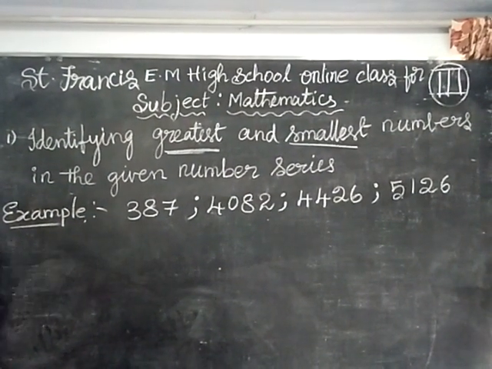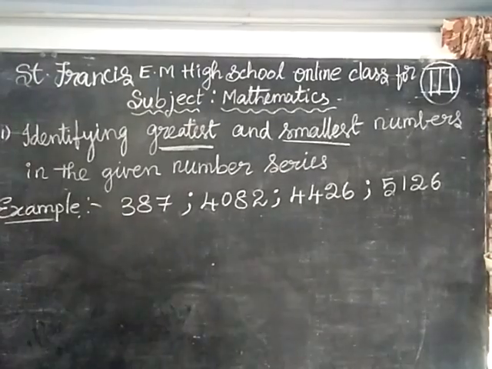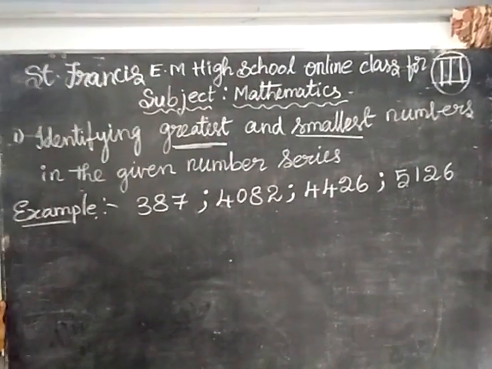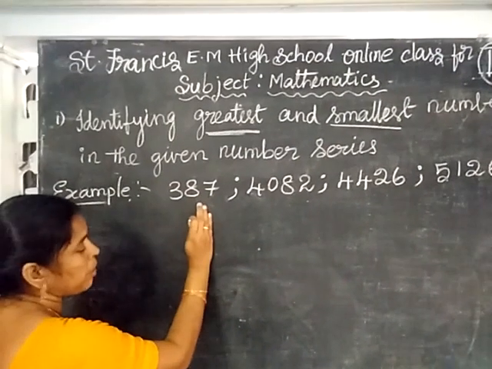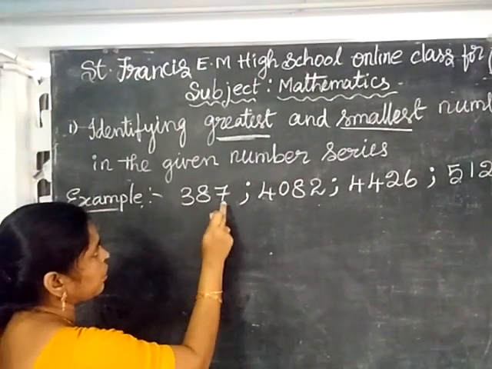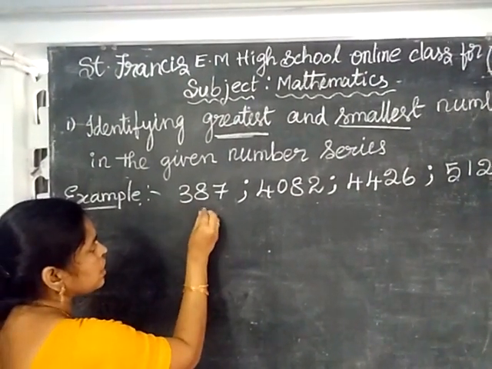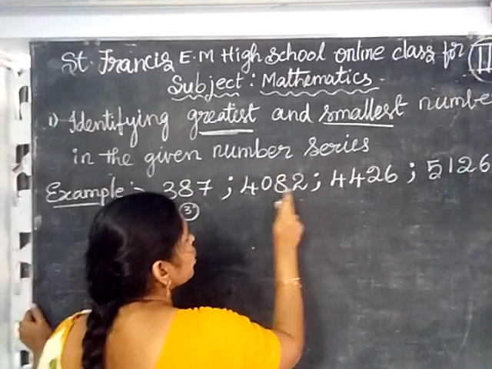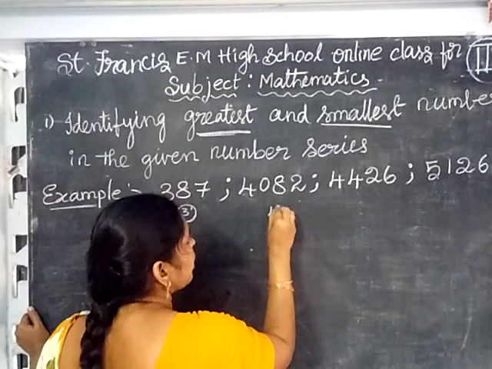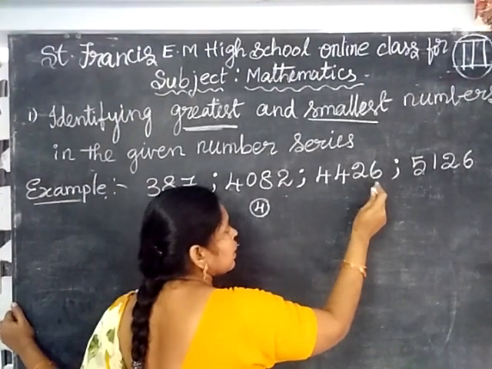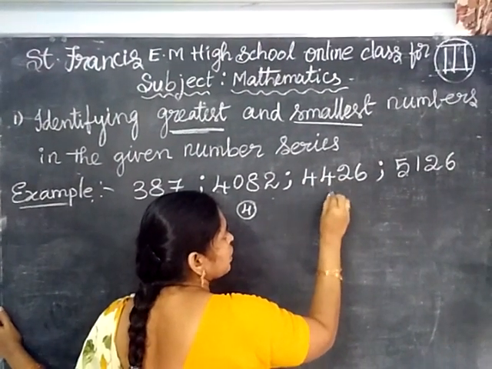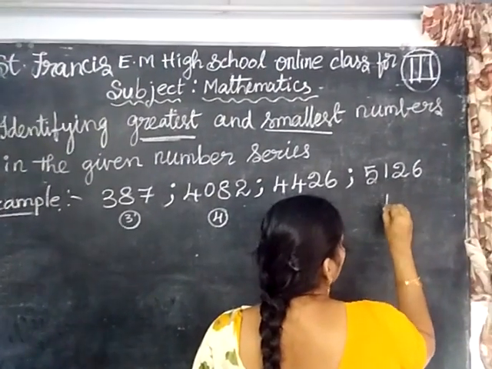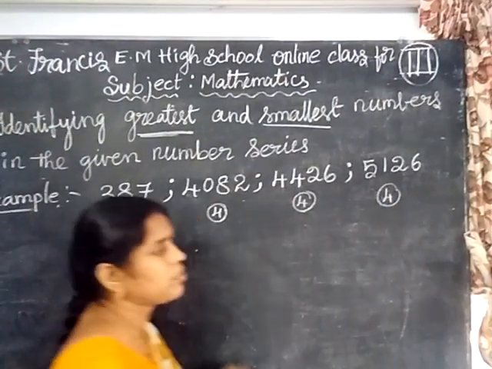What is the first step? What you have to do? Count the number of digits in the number. See how to count. This is the first number. 1, 2, 3. This is a 3-digit number. And here I am counting 1, 2, 3, 4. In the second number, 4 digits are there. In the third number, 1, 2, 3, 4. This is also a 4-digit number. 1, 2, 3, 4. This is also a 4-digit number.